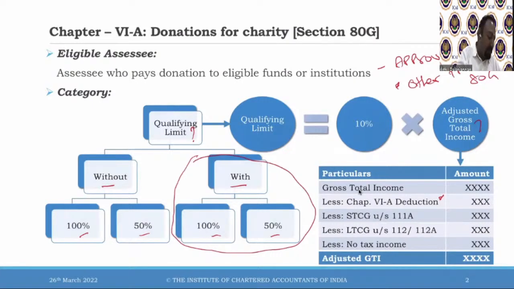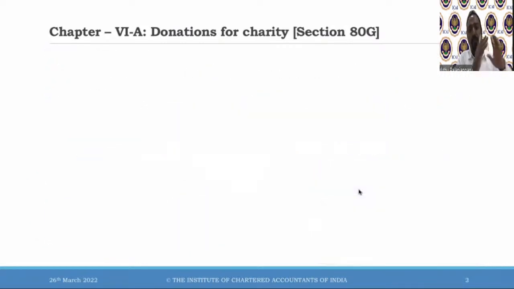For the rest of this, there is no restriction. Whatever it is, you either take 100% donation or you take 50% donation. So that's how you basically do it. We'll move on to the categories, where we are going to understand each of the buckets.